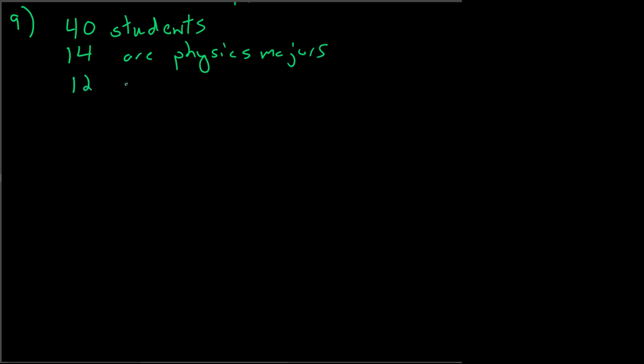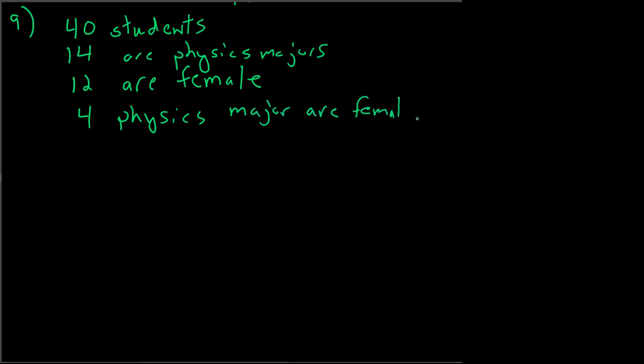12 are female. And of the physics majors, 4 physics majors are female. And the question asks, if you were to randomly select a student, what would be the probability that the student will be female or a physics major?